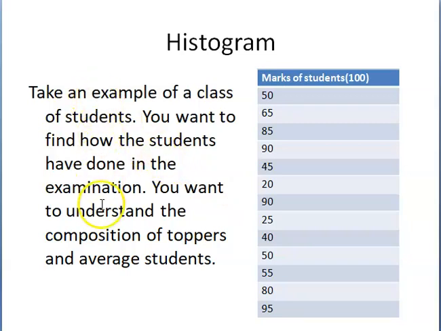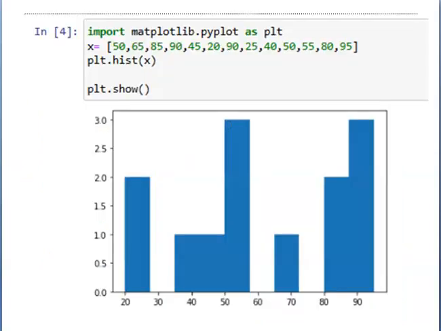So why we are going to use this is, like in this example, marks of students are given. How many students have scored 50% marks, how many have scored 80% marks. Like this we want to classify the data. So as we can see here, we have taken the same marks in an x variable in the form of a list: 50, 65, 85, 90, 45. So this is a list in Python and we are storing this list in X.